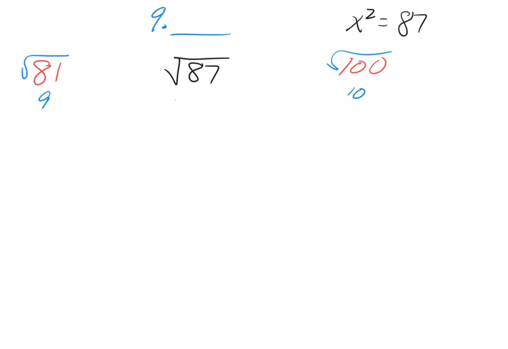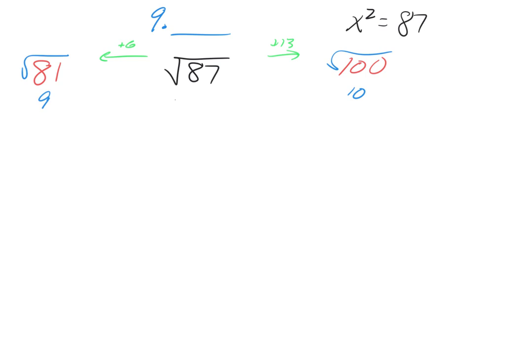So I'm going to look and see, where does 87 fall in between 81 and 100? Is it closer to 100 or is it closer to 81? The way that we can do that, we can look to see, well, this is 6 units away, and this is 14 units or 13 units away. So I know it's closer to 81, so it means it's beyond that half point.